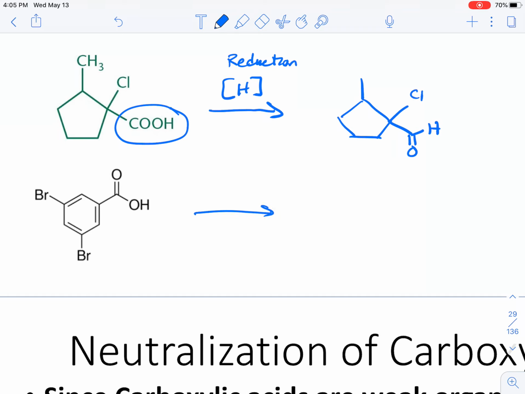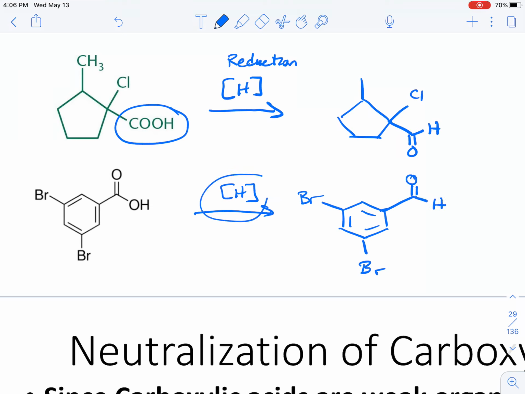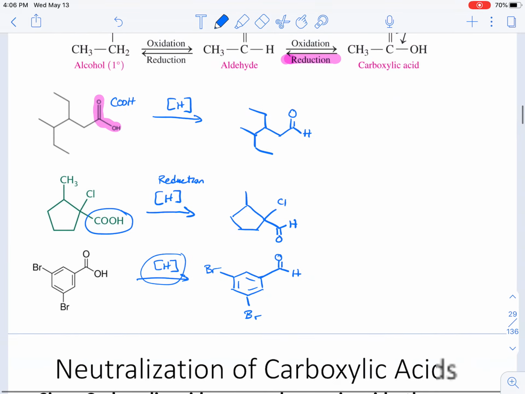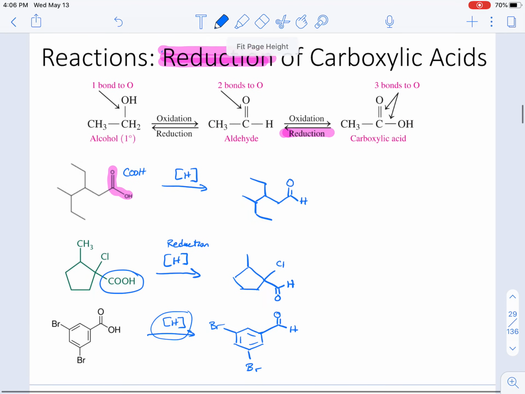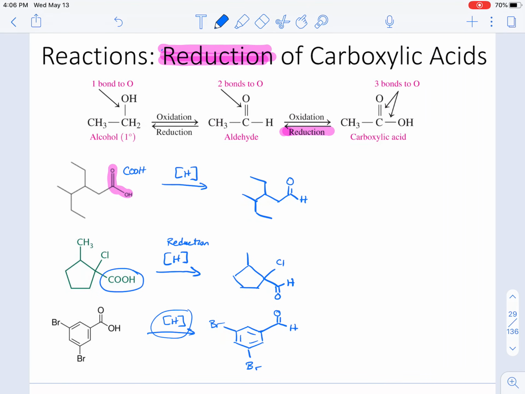For our last example, we have this benzene ring with 2 bromines. The bromines are not touched. However, wherever we see the carboxylic acid, that just turns into an aldehyde when a reduction reaction occurs. So reduction of carboxylic acids, pretty simple. We're only going in one direction. We're going from carboxylic acid to aldehyde.